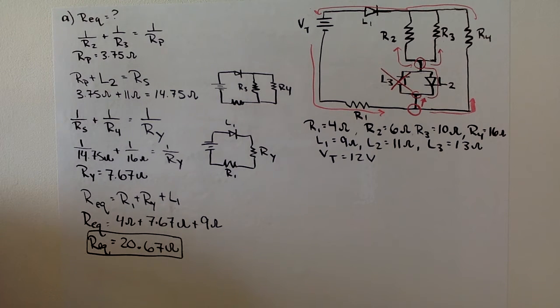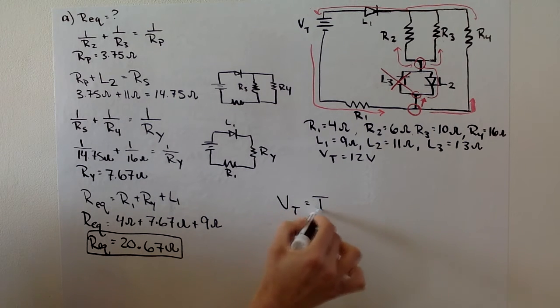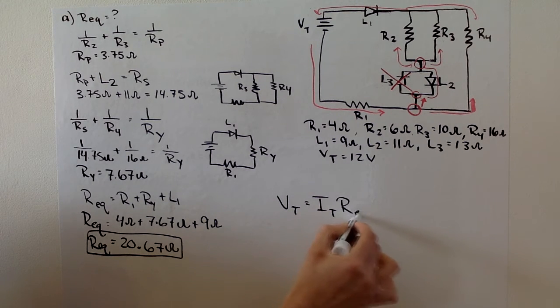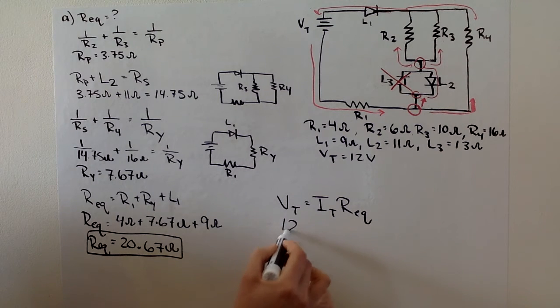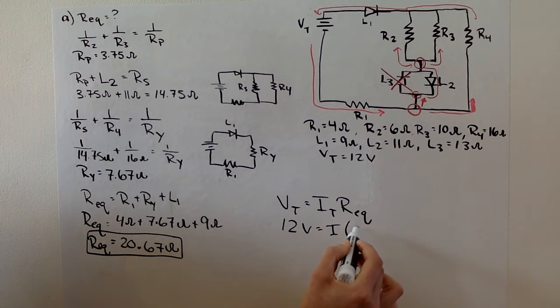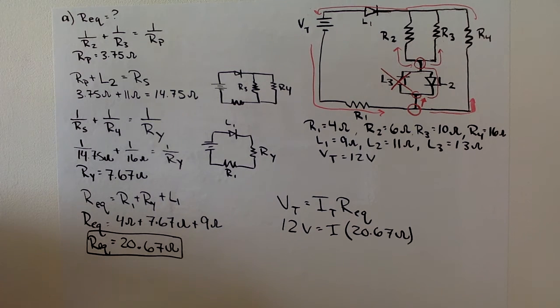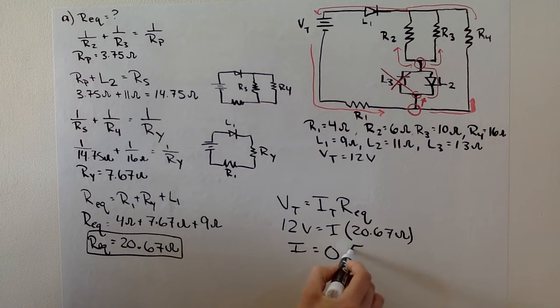Okay, and now the second part of part A wants you to find the total current that will travel through this. So now I'm going to use Ohm's law for the circuit as a whole, right? So this is Req, and I know the total potential is 12 volts. We're looking for I, and my equivalent resistance was 20.67 ohms. So that gives me a current of 0.58 amps.